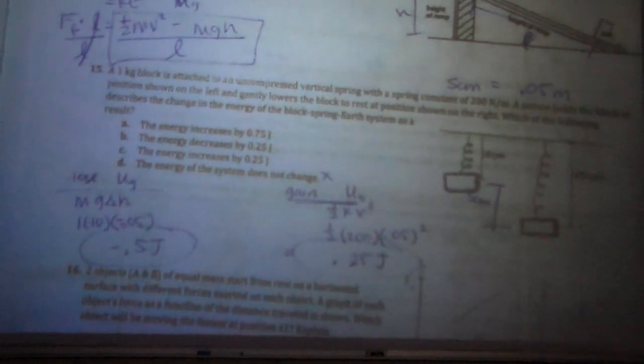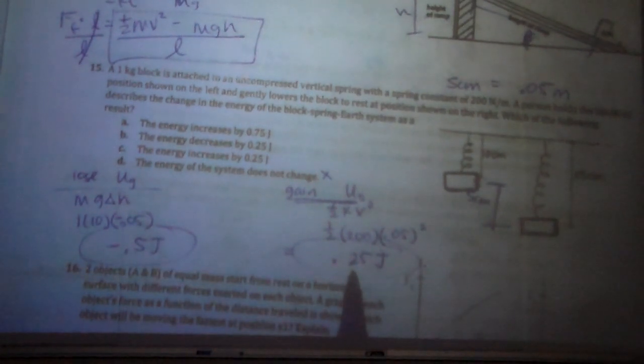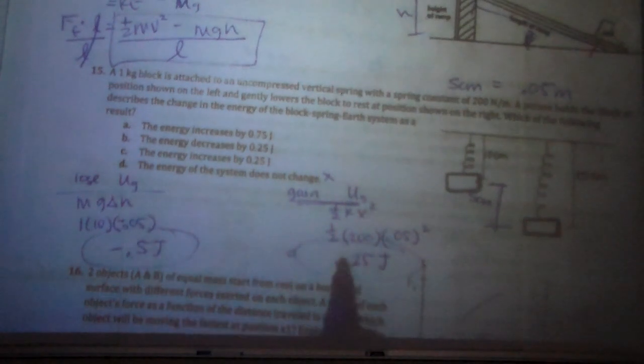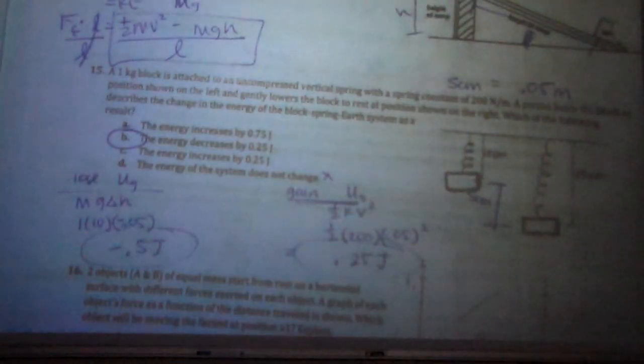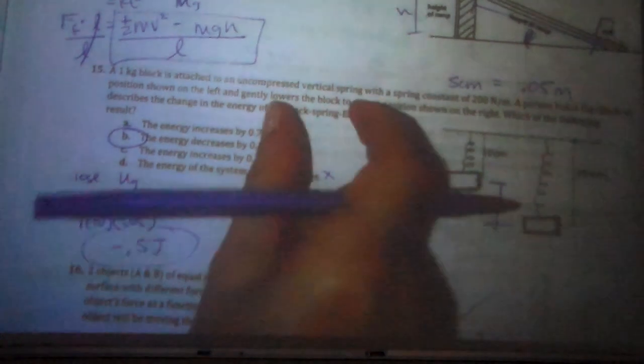So if I'm losing negative 0.5, but I'm gaining 0.25, see how overall you lost? Think about it as if you lost 50 cents and then found a quarter. That's good, but you still lost a quarter, so it still decreases by 0.25. That makes sense, because the person would be doing negative work as it lowered it.